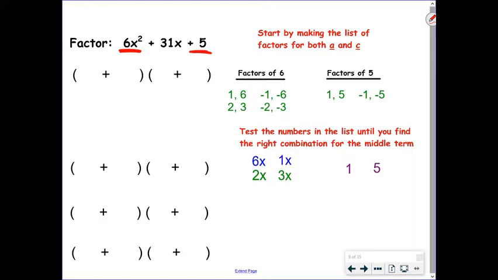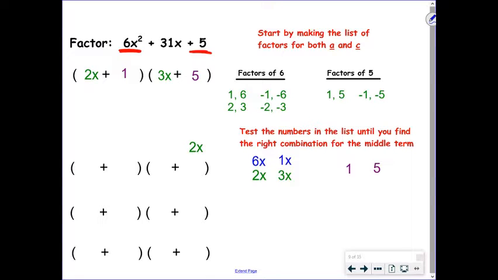So the first one I'm going to use is 6x and 1x here. Then 2x and 3x. I'm going to grab one of those, either 2x and 3x or 6x and 1x, and put it in there. So I'm going to start with 2x and 3x here. And now, what are the factors of 5? Well, it's 1 and 5 or negative 1 and negative 5. I know it's going to be positive, so I'll try 1 and 5 there in that spot.